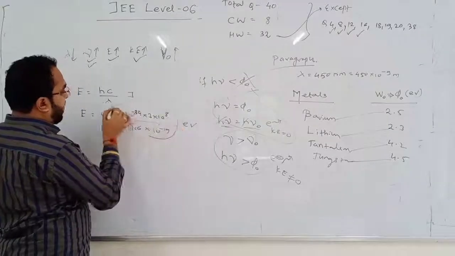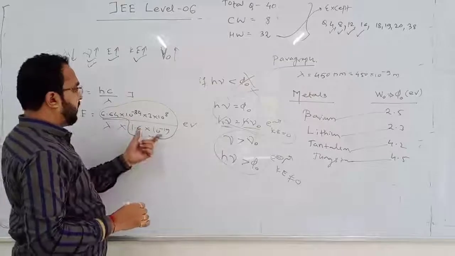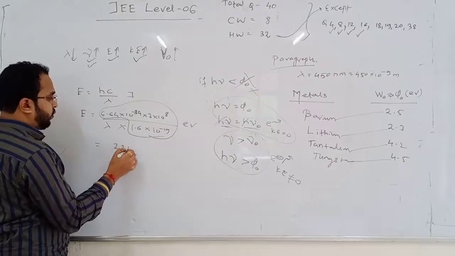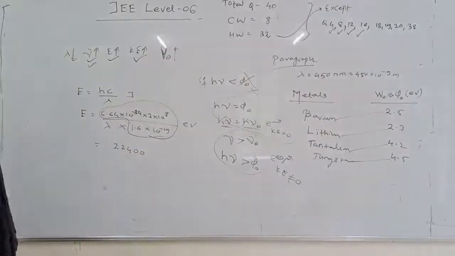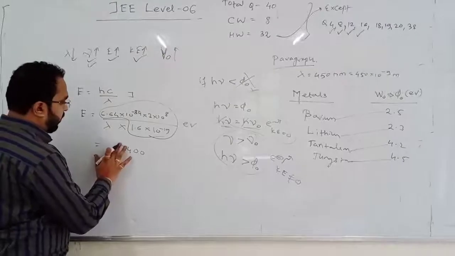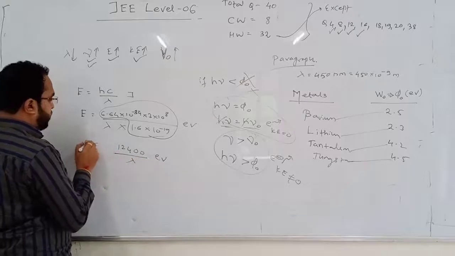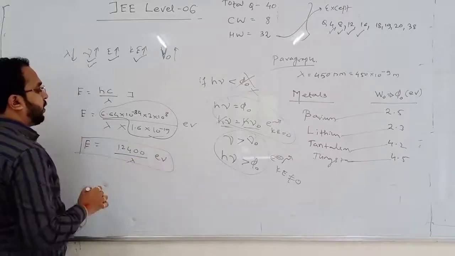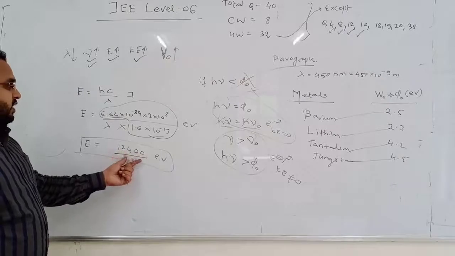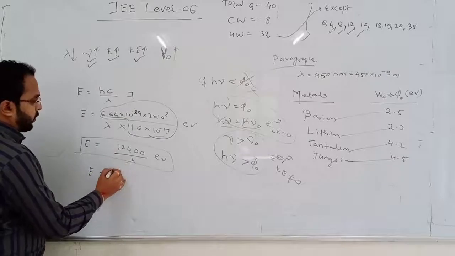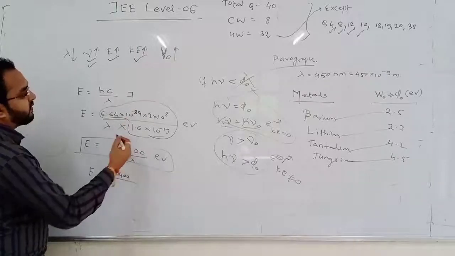If you take the whole term, another shortcut term kela, so you will get 12400. One second, give me a second. So it will give you 12400 electron volt upon lambda. So this is the shortcut if you want to find the energy in electronic volt. So just write 12400 upon lambda. So now the energy will be equal to 12400. No need to substitute all the things.